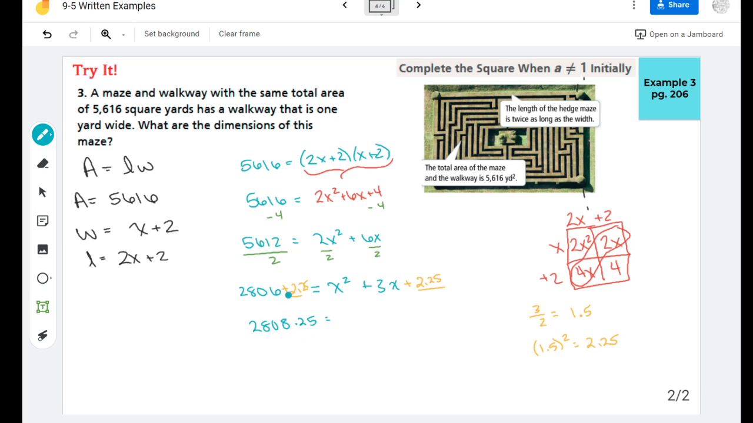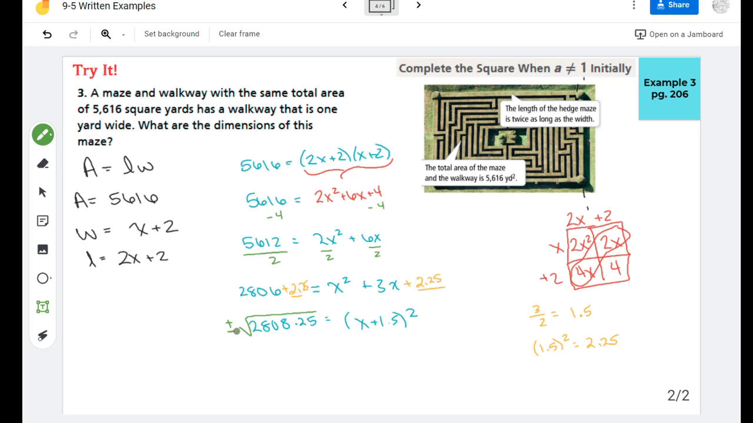So on the left-hand side, I just add those together, okay? And then on the right-hand side, this is going to turn into a perfect square trinomial, right? It's x plus 1.5 squared. So we have completed the square, and what it's done is it's created decimals, which is kind of ugh. But we can deal with that. We can manage that. Alright, so now we want to get rid of the square by taking the square root.